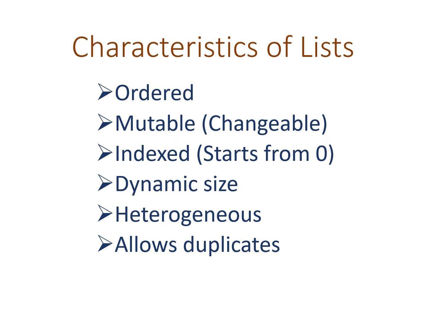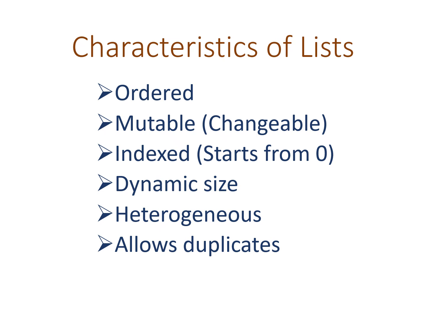Third point, list allows indexing. Items are accessed using their position or index, which starts from 0, from the first element of the list. Next point, list allows dynamic sizing. The size of the list can grow or shrink as needed. When we add an item in a list, then the list size will grow. If we remove an item from a list, then the list size will shrink.